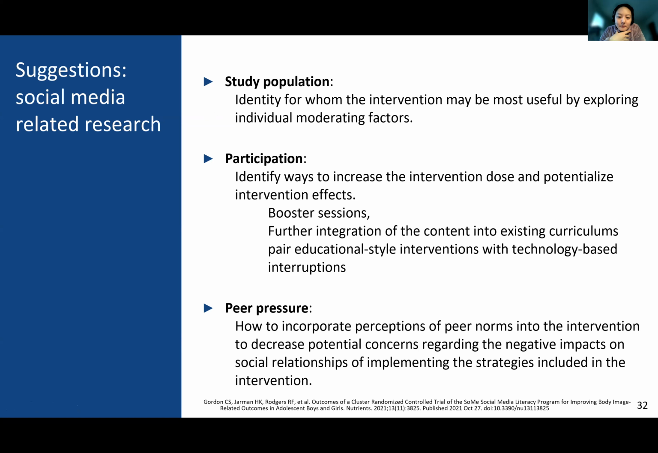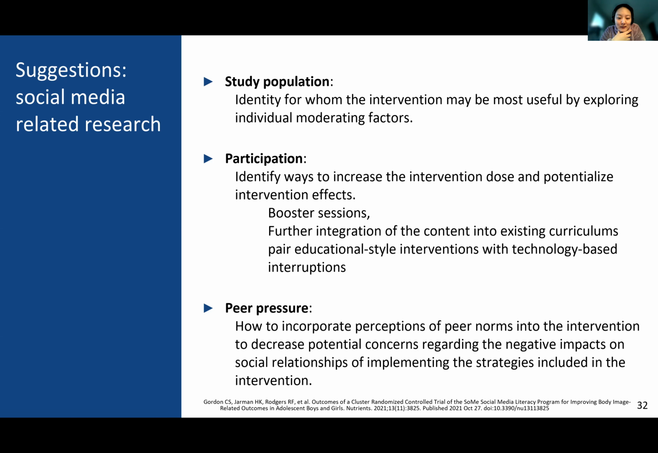The second is that participation also needs to be considered, because ways to increase the intervention dose and potentiate the intervention effects need to be thought about. For this study, we might want to add booster sessions to improve the results, add interventions to the existing curriculums, or pair educational interventions with technology-based interventions to strengthen our outcomes. So these are the suggestions and advice from this article.